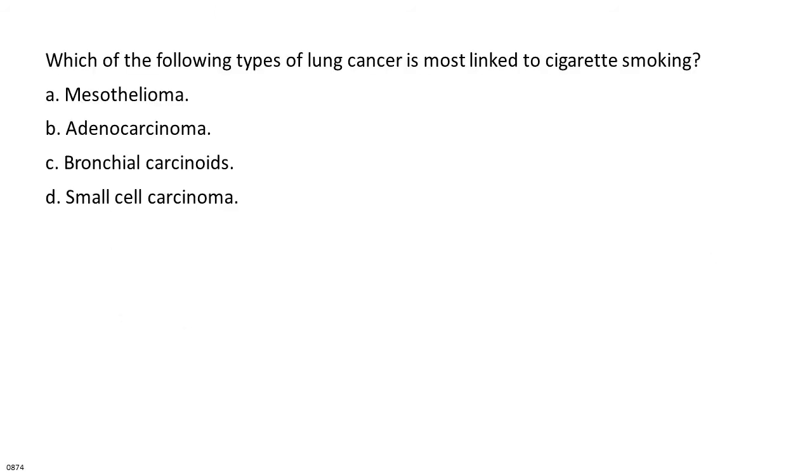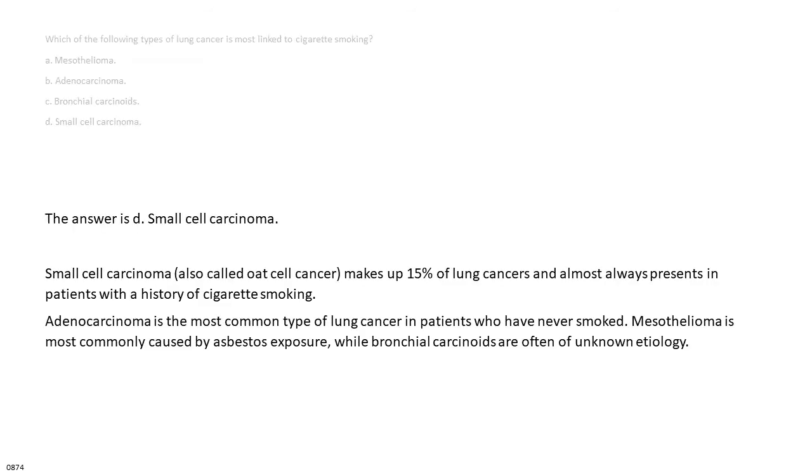Which of the following types of lung cancer is most linked to cigarette smoking? A. Mesothelioma. B. Adenocarcinoma. C. Bronchial carcinoids. D. Small cell carcinoma. The answer is D. Small cell carcinoma.